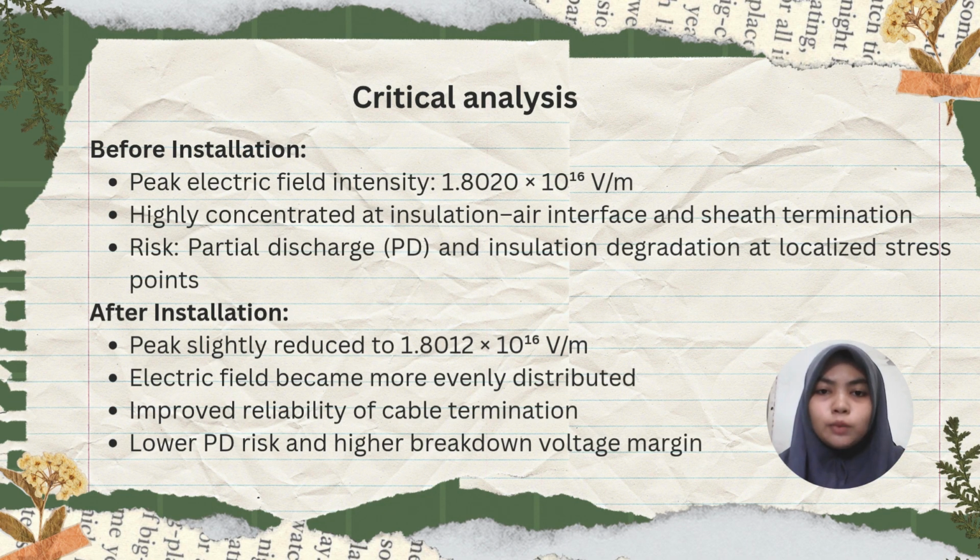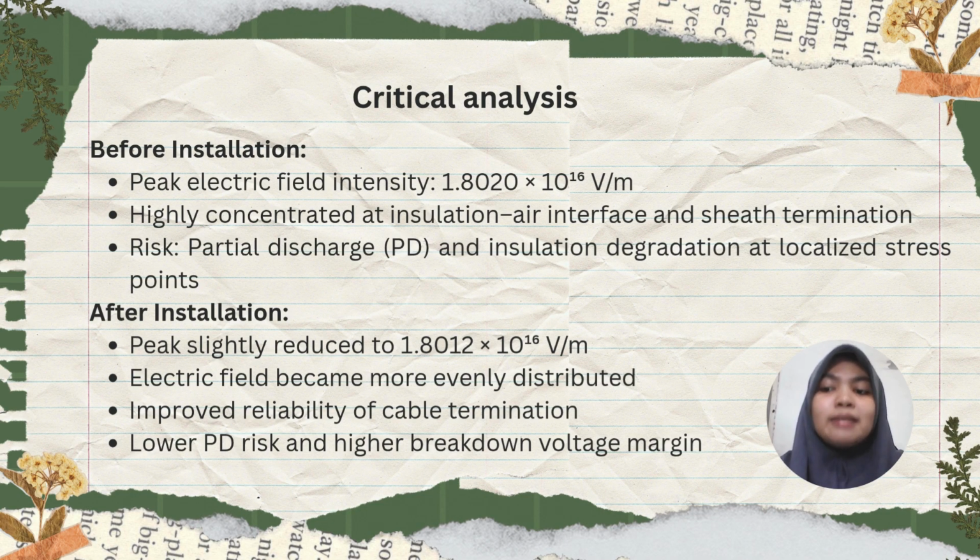Based on the results we have obtained from the simulation, the before and after of the grading layer will be discussed in detail in the critical analysis. Before the installation of the grading layer, the simulation showed a high peak electric field intensity of 1.8012 exponent 60 volt per meter, particularly around the insulation air interface and sheath termination. This region experienced highly concentrated and uneven field distribution, creating localized stress points. Such conditions are known to increase the risk of partial discharge and lead to long-term degradation of the insulation system.